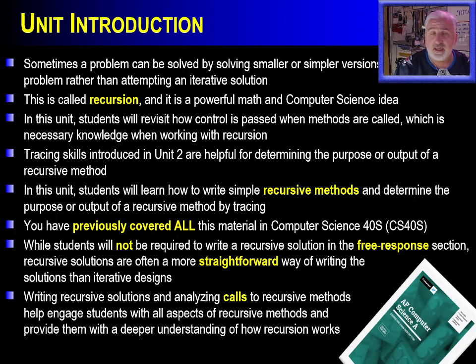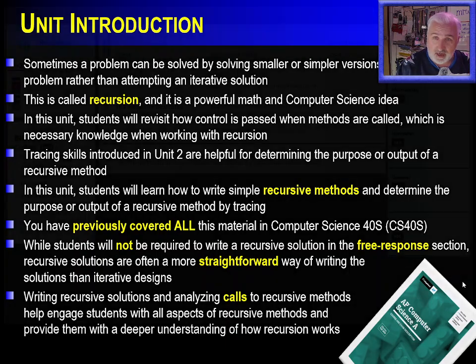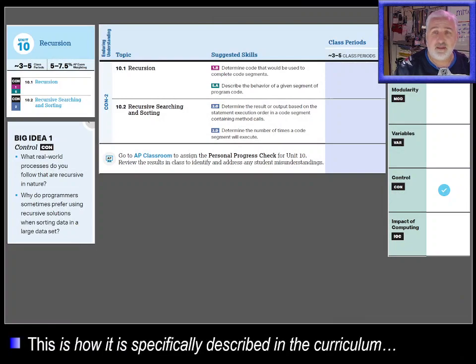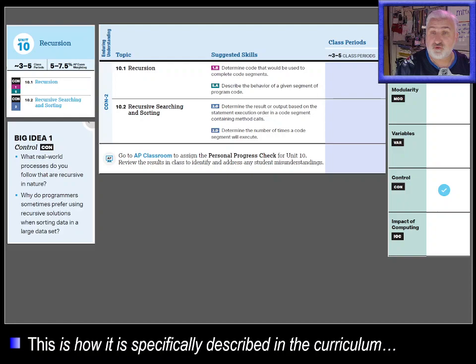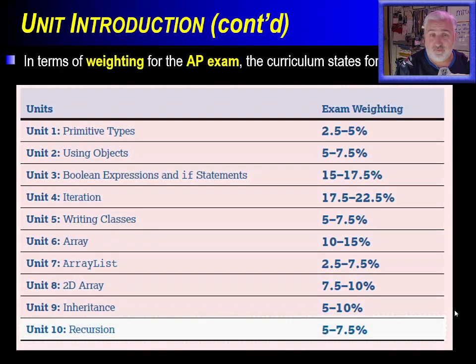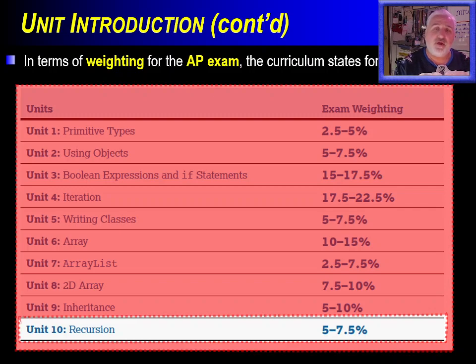Recursion is one of those things that you can get very quickly, or sometimes it takes a little while to really grasp what's going on. All right, so let's take a look at how it relates to the AP curriculum. Unit 10, recursion, has two specific learning outcomes: what is recursion, and what is recursive searching and sorting? In terms of big ideas, it falls under the idea of control. In terms of the AP weighting, recursion falls between 5 and 7.5%.